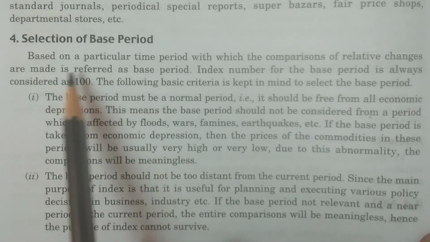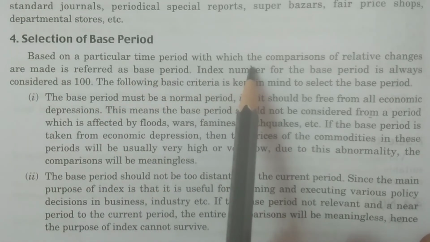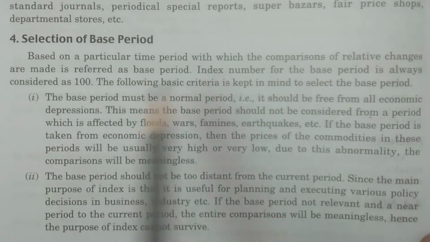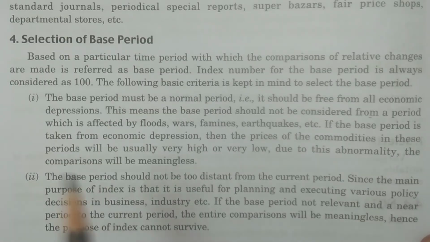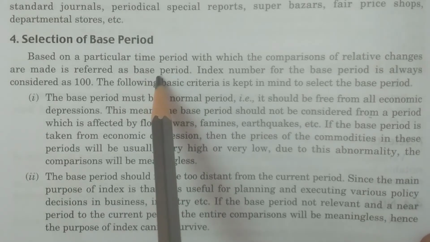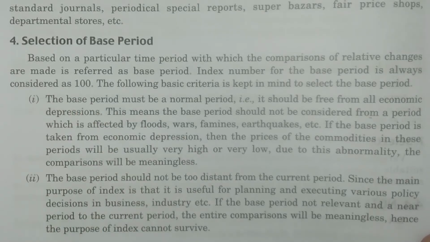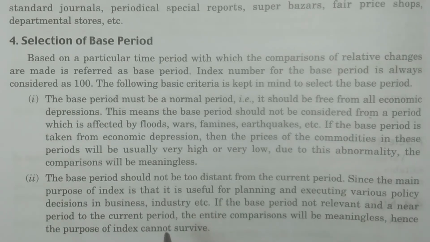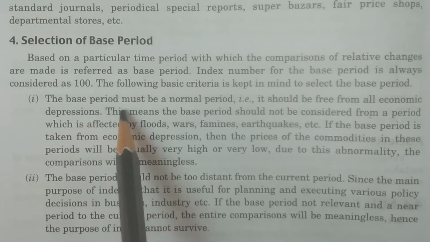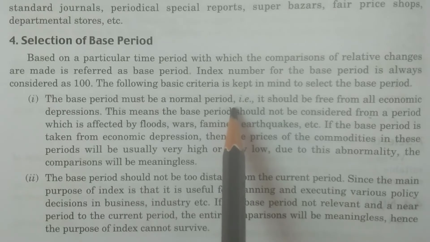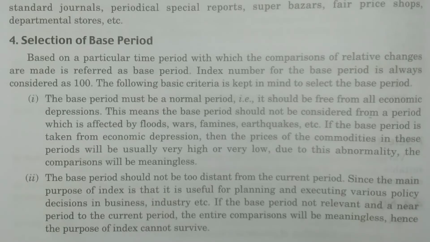Now you see here, the particular time period with which the comparisons of relative changes are made is referred to as the base period. The comparisons are made with a particular reference period, that is called the base period. The index number for the base period is always considered as 100. These are the two particular points we have to keep in mind to select the base period. First one, the base period must be a normal period. There should not be any kind of abnormalities in the base period.